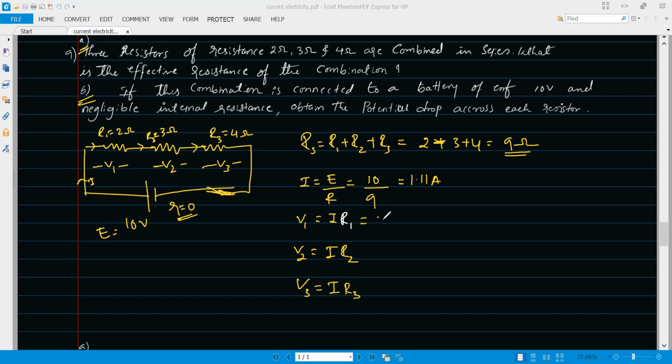So this is 1.11 into R1, which is 2 ohm. So 1.11 into 3. This is 1.11 into 4. This is going to be 2.22 volt. And this is nothing but 3.33 volt. And this is nothing but 4.44 volt.